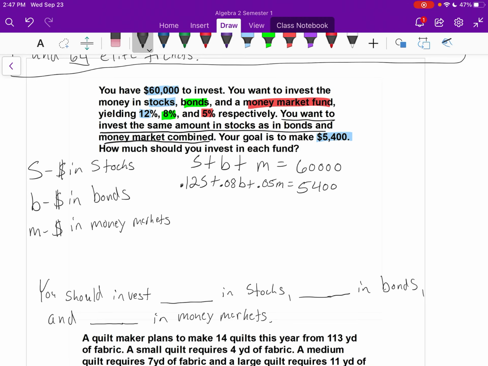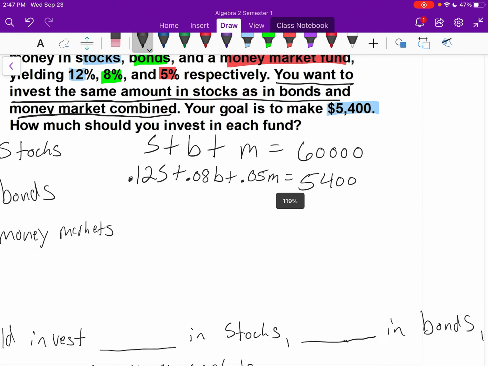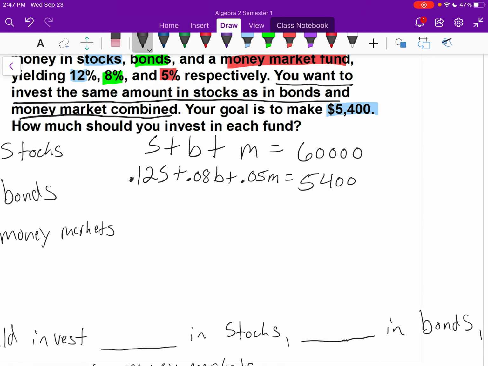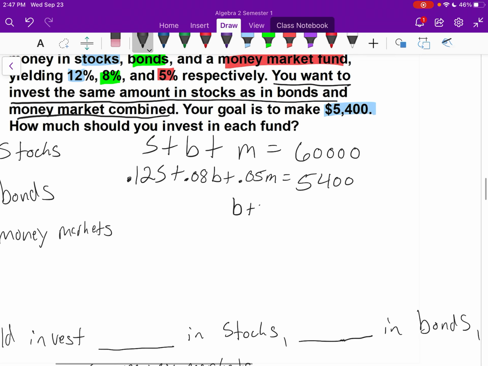Now, our last equation, these are typically the tricky ones. You want to invest the same amount of money in stocks as in bonds and money markets combined. So I combine bonds and money markets, B plus M, and I want that to be the same as how much I invest in stocks. Rewriting that, I'm going to bring the B and M to the left. So that's going to be S minus B minus M equals 0.